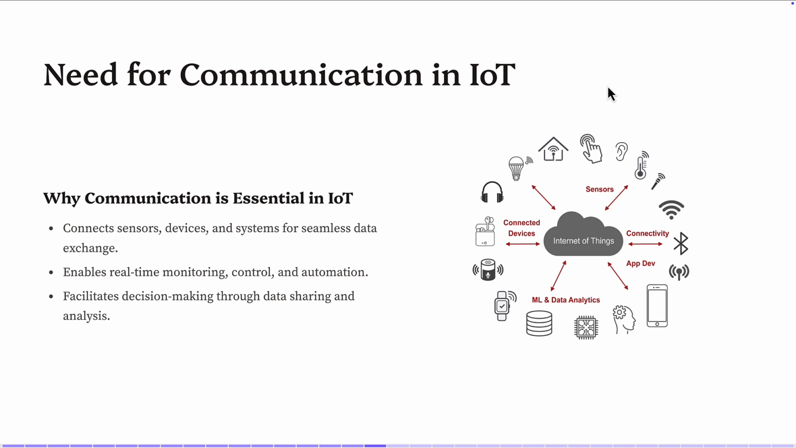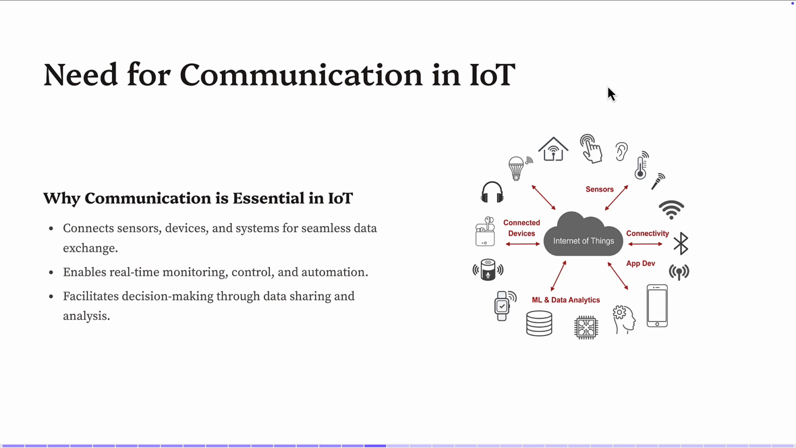So the second layer is about communication in IoT. And communication is actually the lifeline of the Internet of Things. It gives the sensors life because it connects them with the outside world. If you don't have communication, there is no external communication with others.